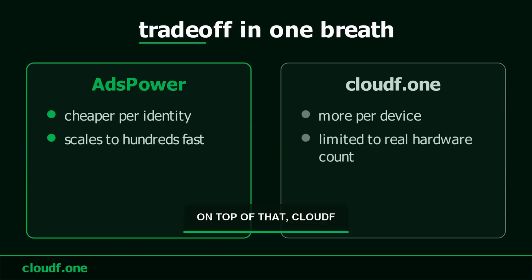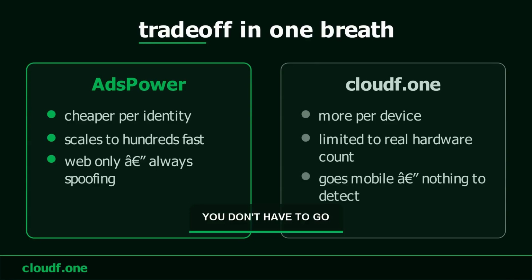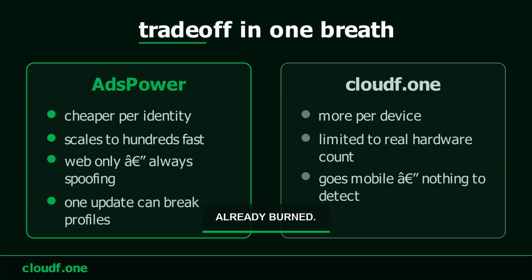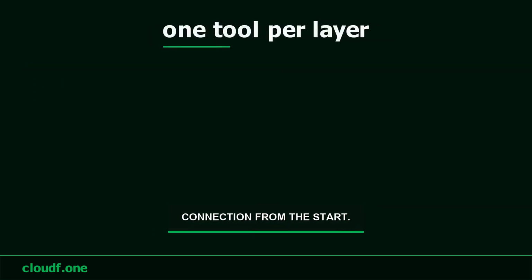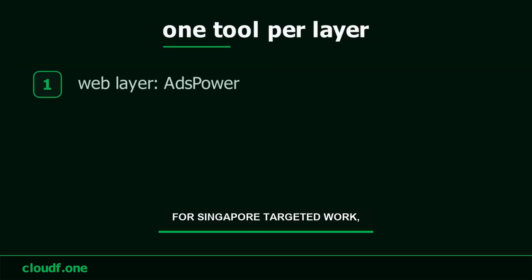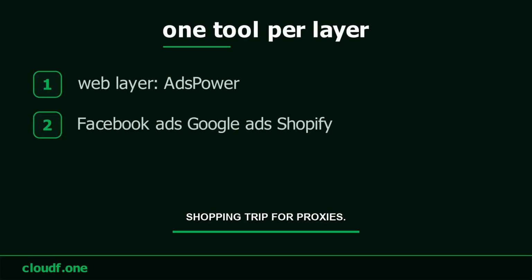On top of that, cloudf.one ships the IP with the device. You don't have to go hunting for clean Singapore proxies and hope they're not already burned. The SIM is in the phone, so the connection is a real Singapore mobile network connection from the start. For Singapore targeted work, that removes a whole category of risk and a whole shopping trip for proxies.